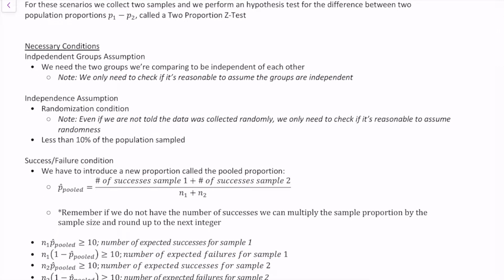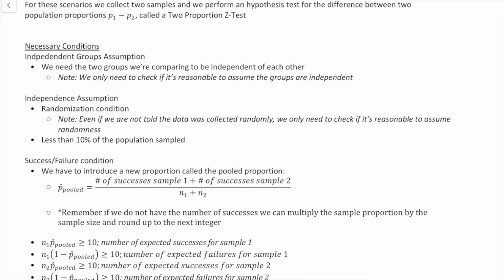Since we are looking at two different groups and collecting two different samples, we need an independent groups assumption, meaning one group doesn't affect the other group. We need that assumption along with our regular assumptions for proportions. One being the independence assumption. And you know by now the way that we check that is via randomization. So hopefully we collected random samples, and also hopefully we sample less than 10% of the population. If those conditions are met, then we can say we have an independence assumption.